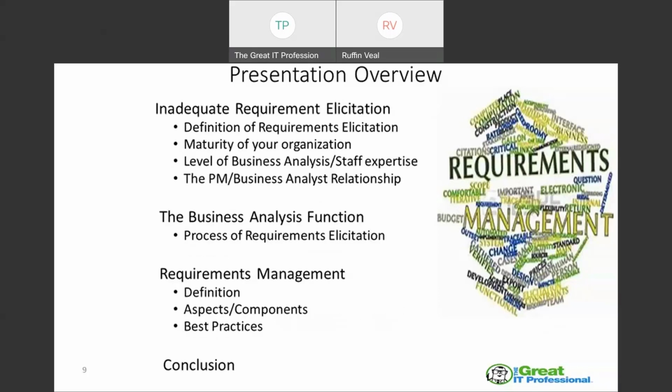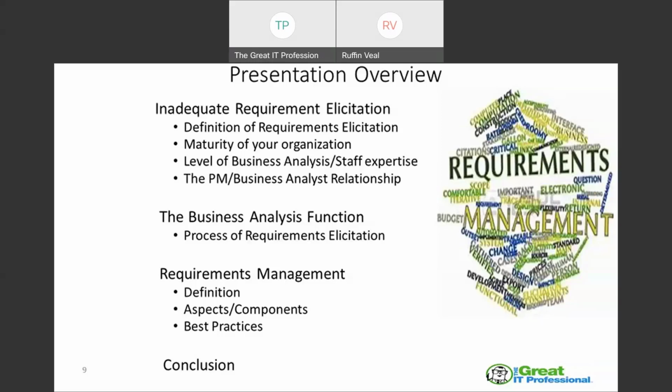In addition, we're going to talk about what I call inadequate requirement elicitation. Now, requirement elicitation is the process that business analysts and the rest of us go through to gather requirements, but there are some things that may interfere with getting those requirements and making them defined enough for us to do our jobs. And I call those elements, those things that produce inadequate requirement elicitation. We're going to talk about those, and those include a definition. We're going to talk about the maturity of your organization. That has something to do with your inability to gather requirements as they should be.